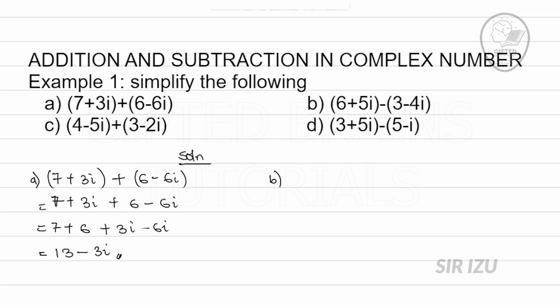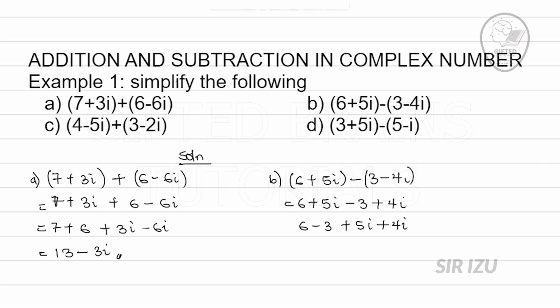For the B part of this question, we have (6 + 5i) - (3 - 4i). In this case, this is a subtraction. So all we need to do is firstly open up the bracket. So we have 6 + 5i, now minus 3 plus 4i. Combine the real parts with the real parts. The real part is 6 and minus 3, so 6 minus 3, and then we have plus 5i plus 4i. So at the end of the day, we have 3 plus 9i, and that's all.